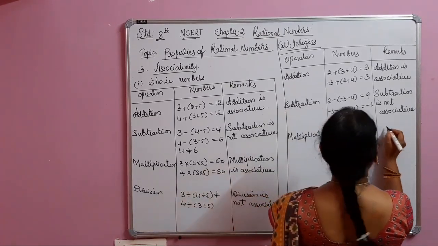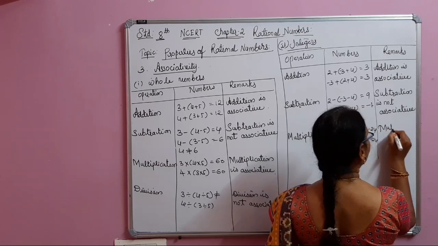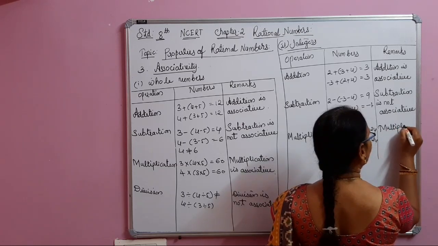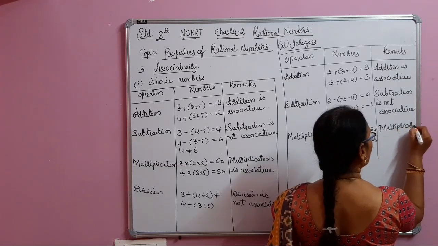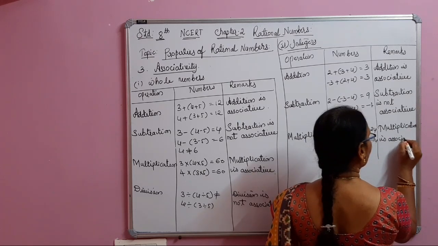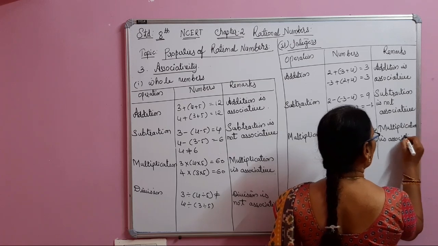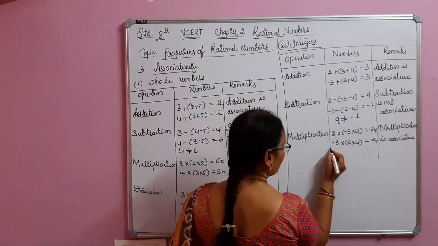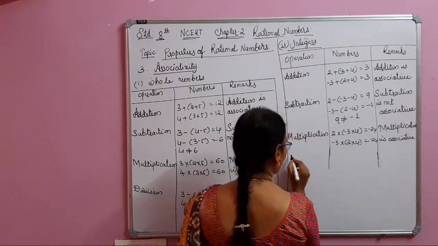So here multiplication is associative. Multiplication is associative. Next comes division.